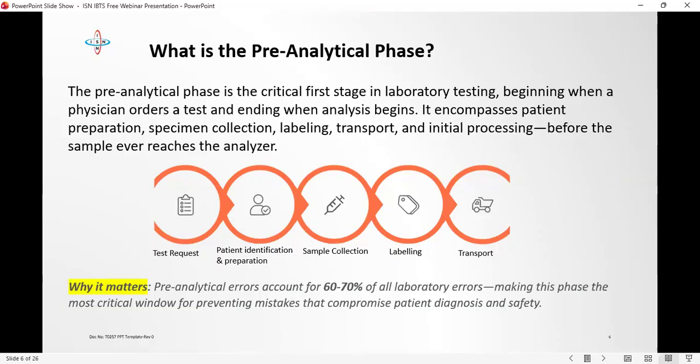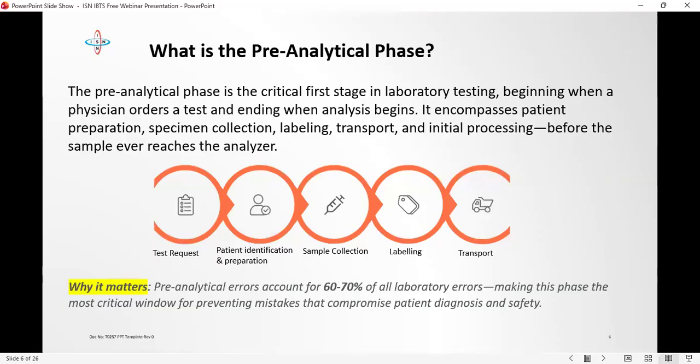What's the pre-analytical phase? This is where the real battle for quality is actually fought. The pre-analytical phase begins from the moment a test is requested and continues through patient preparation, sample collection, labeling, transportation, and storage. It is the critical first stage in laboratory testing, beginning when a physician orders a test, and ends when analysis begins.